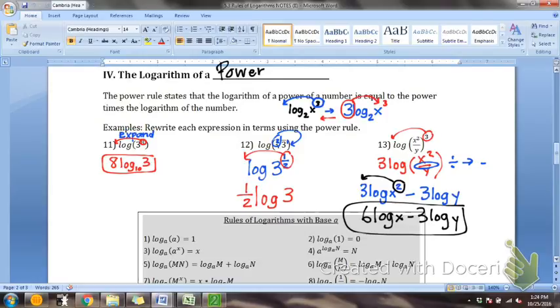Mine came out looking like... look like what? Loggy. Loggy? Yeah, it's like LOG. The old loggy? Came down. That's right. We're doing loggies today. Okay, any question about the power rule?